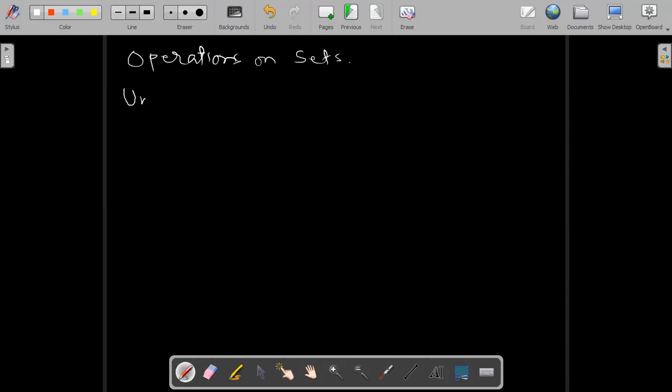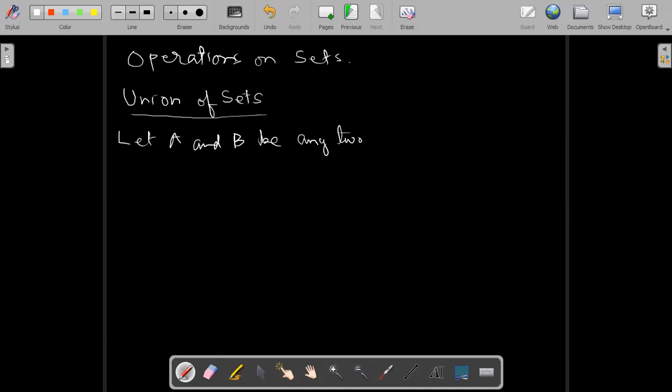Operation means plus, minus. In simple numbers we have plus and minus operations. Here between sets we don't have plus and minus like this. Here we have union of two sets and intersection of two sets. So how will we define the union of two sets? Both elements should be written together for A and B. So let A and B be any two sets. Can be any sets.